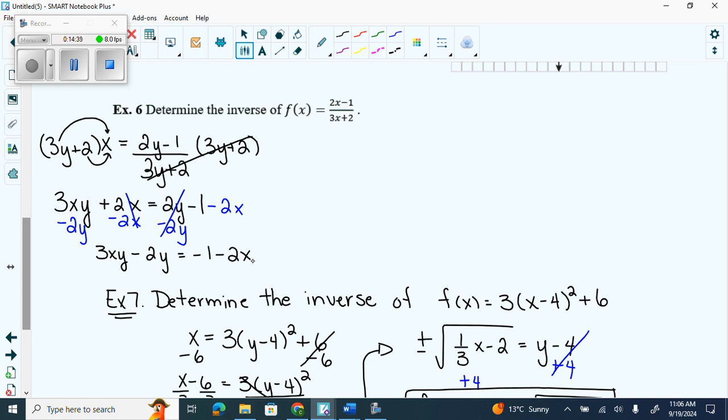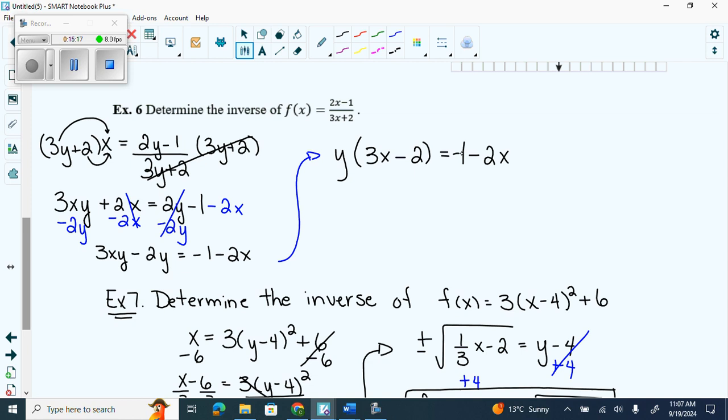Now the reason why you do that is if the terms on the left-hand side all have y's in them, what can I just take out of both of them? Greatest common factor. I could take a y out. Do you agree? So I can GCF a y out. I'm going to be left with y, and when you take out a GCF, you end up with a bracket. 3xy divided by y is 3x. Negative 2y divided by y is negative 2. And equals negative 1 minus 2x.